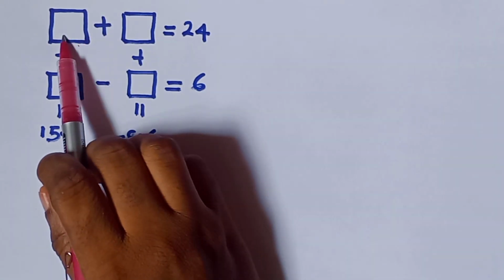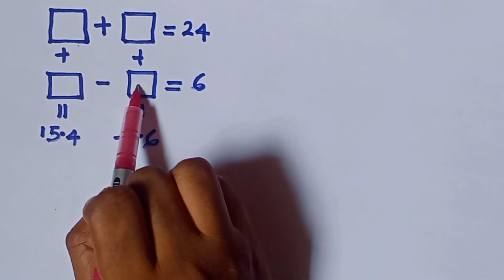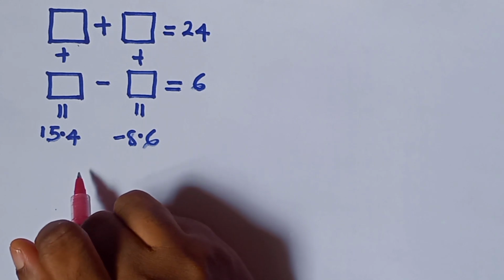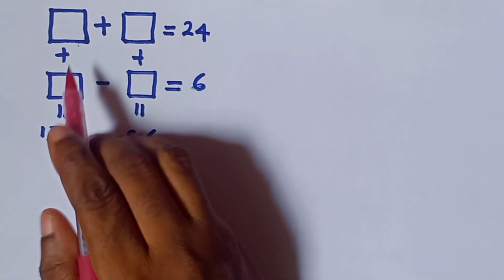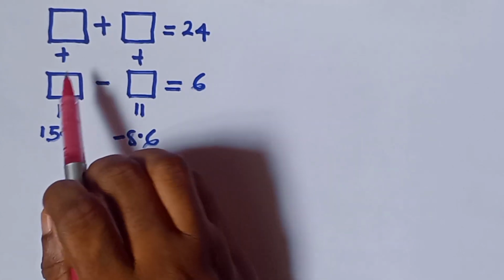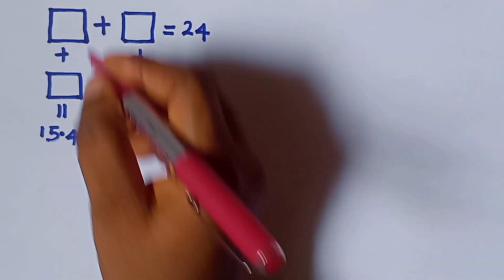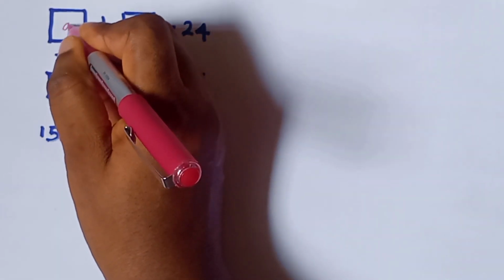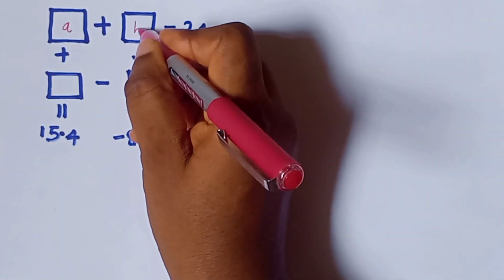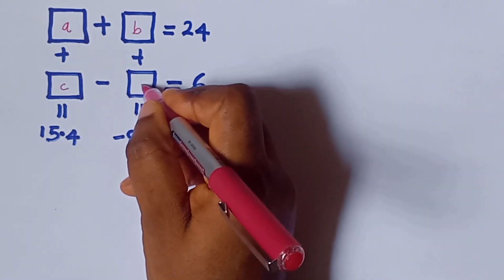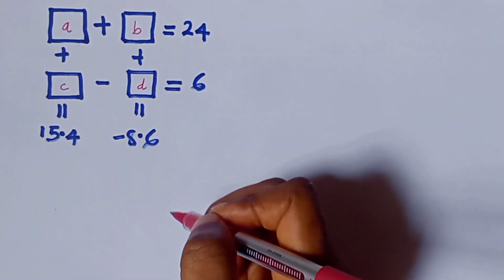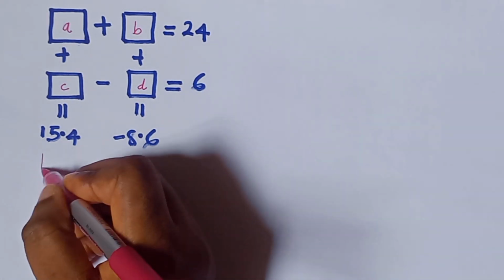We asked to find this. Okay, in order for us to find this, we will look for letters to represent each of these boxes. So we can say that this is A, this is B, this is C, and this is D. So let's write out the equations.